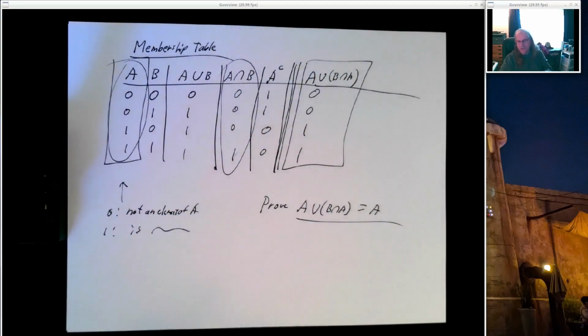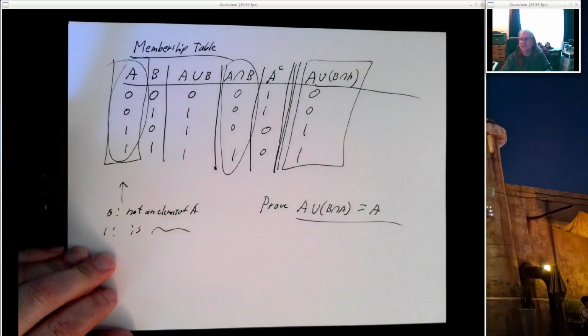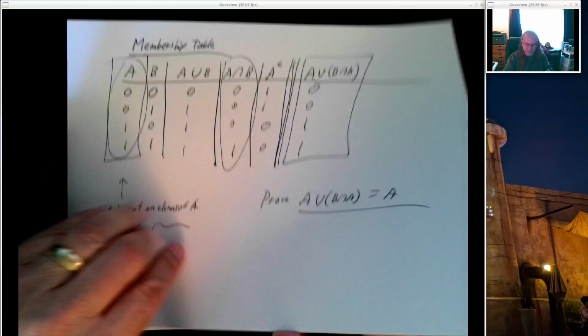So we can use membership tables the way we use truth tables. In 250 we use them to prove identities about Boolean variables, and here we can use them to prove identities about sets and set operations. So that's the deal with membership tables.